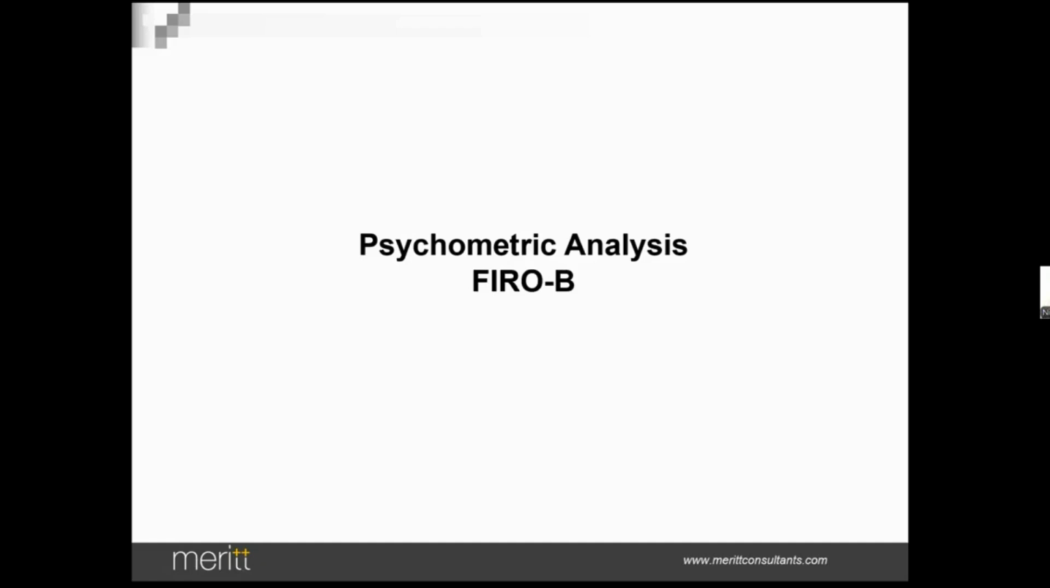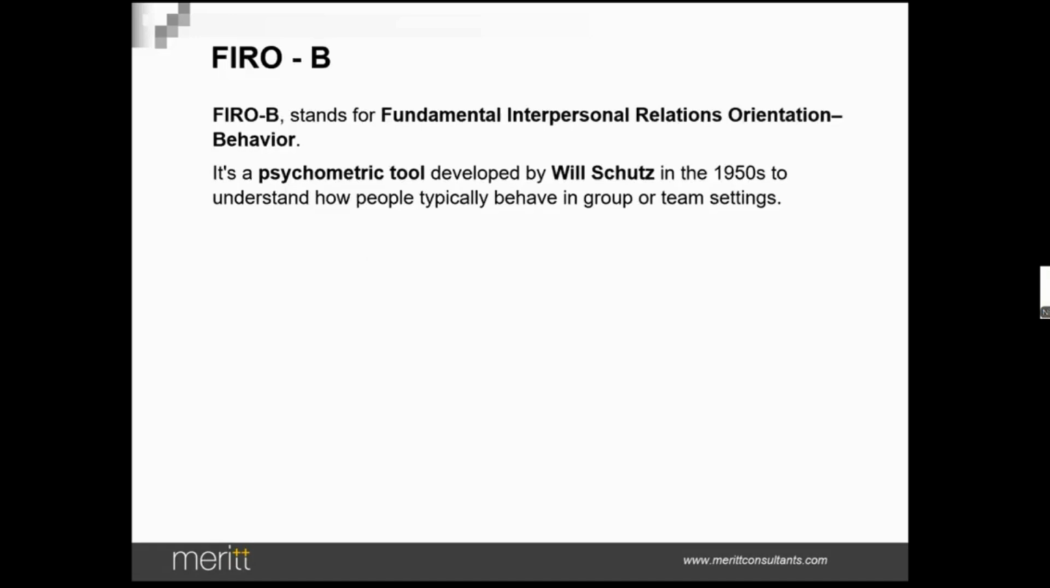Okay, this FIRO-B is a psychometric analysis test. Okay, it analyzes certain behaviors. Now, this tool was developed by a very popular psychologist called Will Schutz in 1950. And typically, what does it do? It measures how people behave with others. That's why it's very important, because in organizations, you need to collaborate, you need to communicate, you need to have team working. So this tool is very important because it will measure how a person interacts with others.